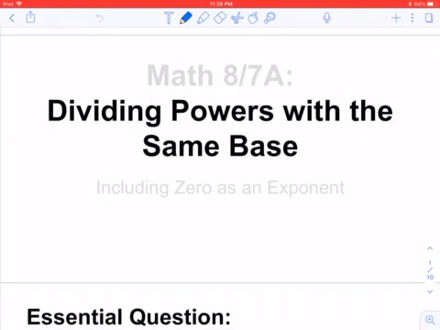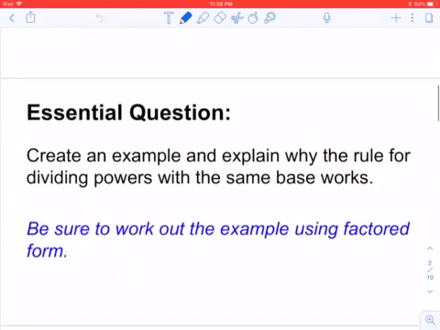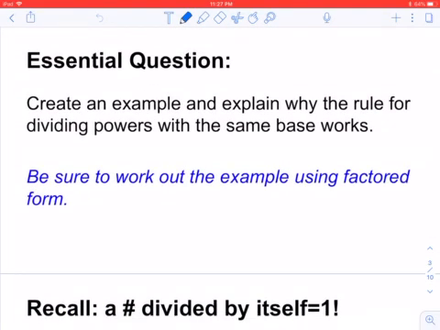Today we're doing dividing powers with the same base. Your essential question: create an example and explain why the rule for dividing powers with the same base works. You don't need to write the blue part down on any of these slides, but be sure to work out the example using factored form. That's how we're going to do it here.